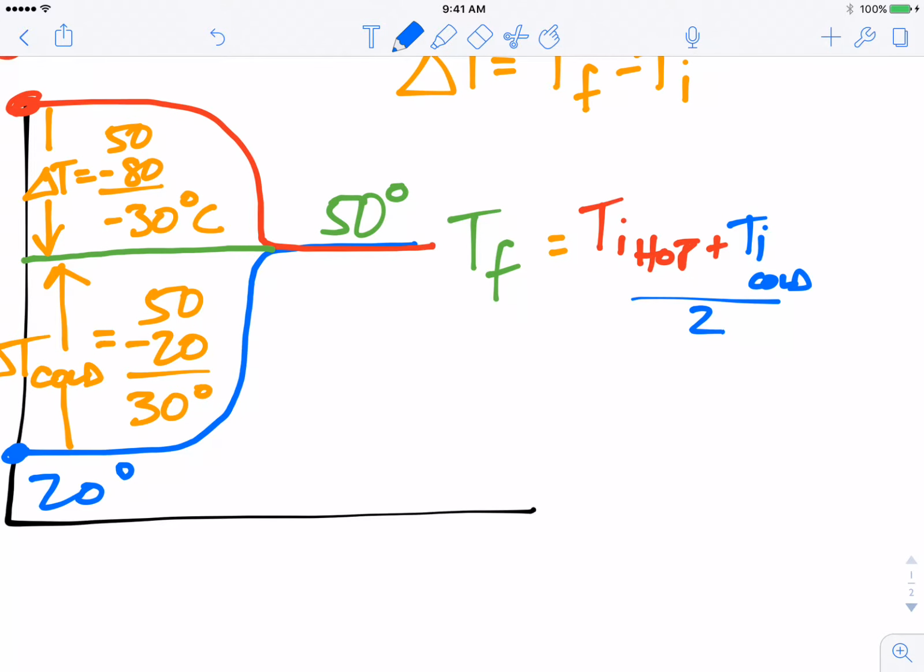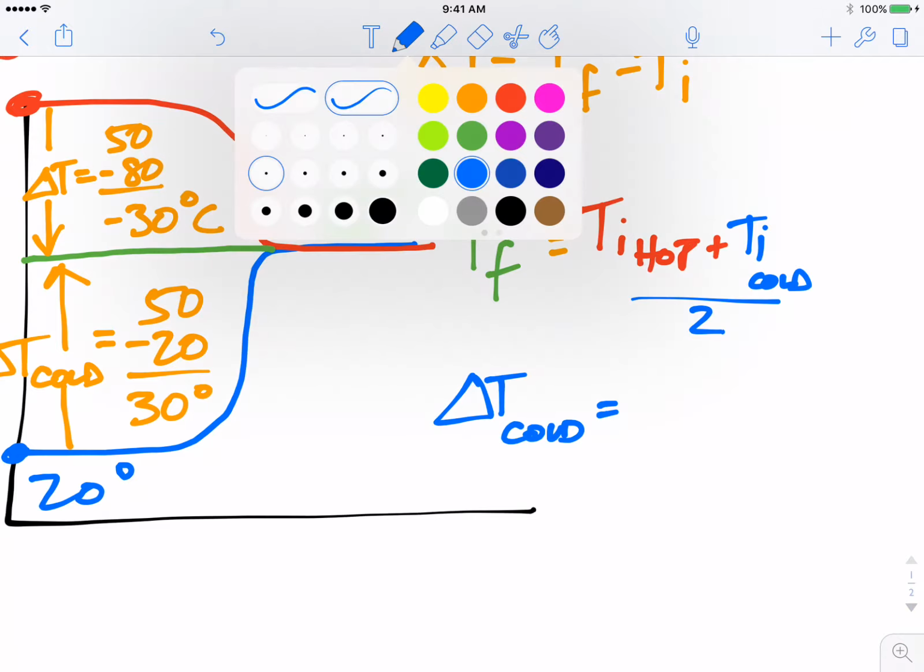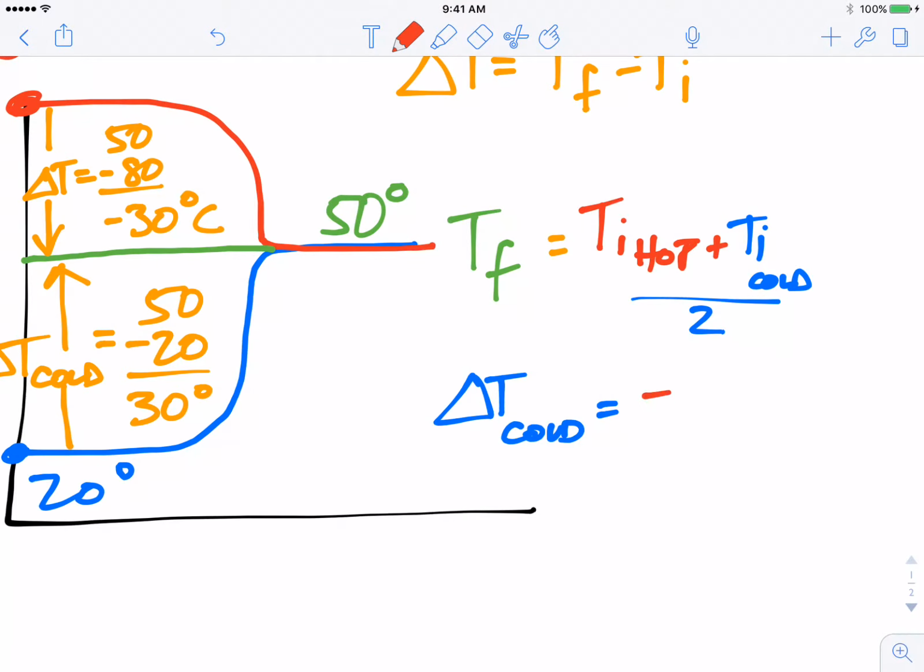The other thing that we could also say is that your change in temperature of your cold water is going to be equal to the negative change in temperature for the hot. And that's true whenever you're mixing equal amounts of hot and cold water, or equal amounts of the same substance.